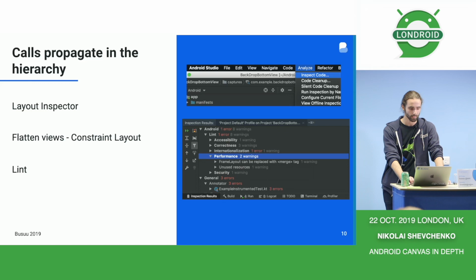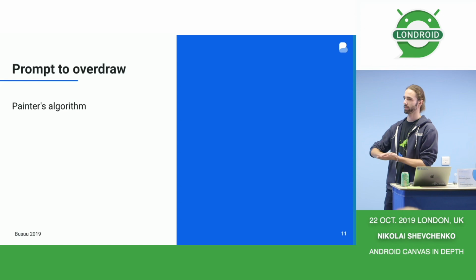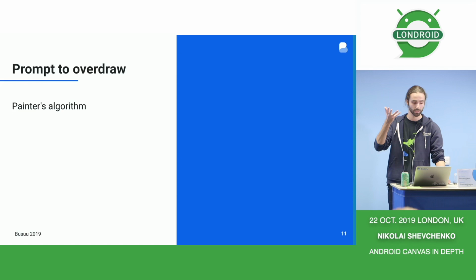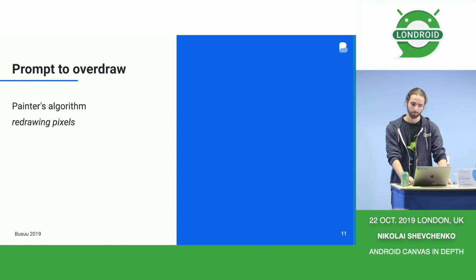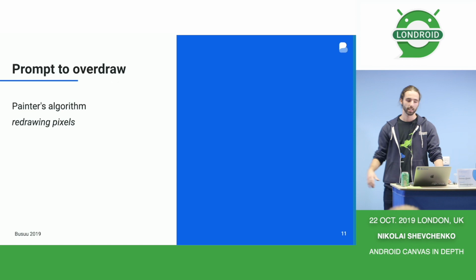The next problem we're going to be talking about is overdraw. Why does this happen? It's important to understand that whenever the GPU draws stuff, it uses a painter's algorithm. It draws the stuff in the background first, and then it goes higher so that you can see the stuff that's with a higher elevation. Sometimes, if you end up forgetting to remove unnecessary backgrounds, you can start redrawing pixels. So if your window background of the application is already white and your linear layout of the root view of an activity is white, you're basically guaranteed to be redrawing those backgrounds over and over.